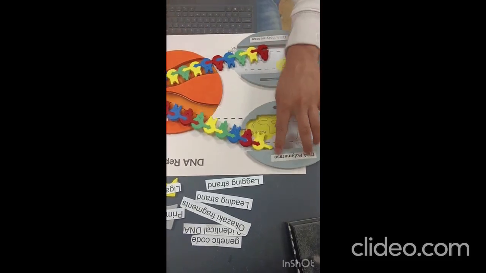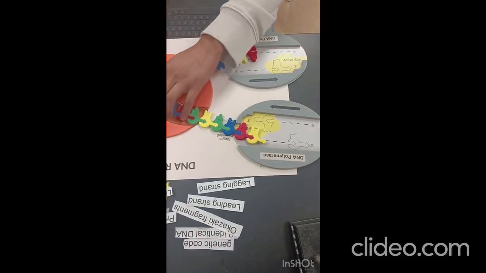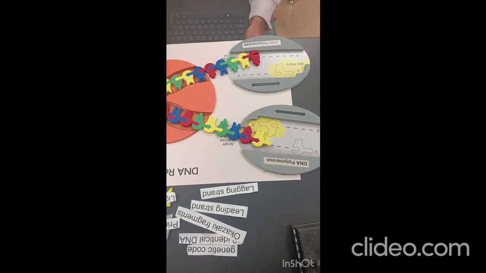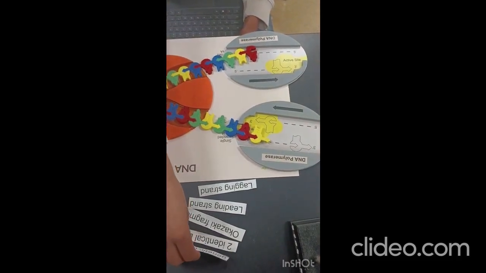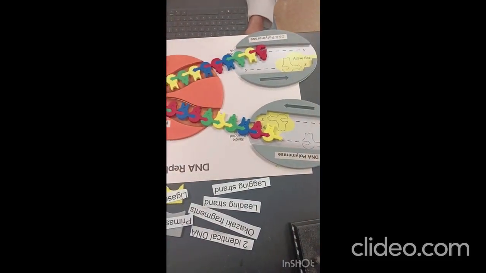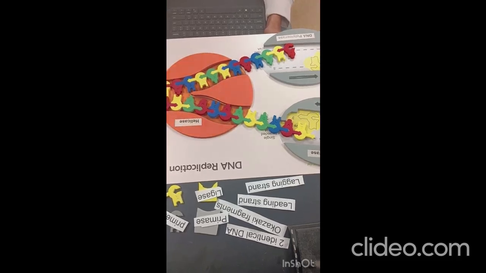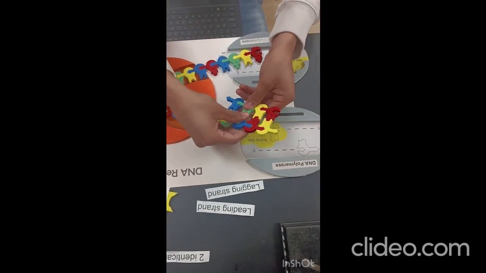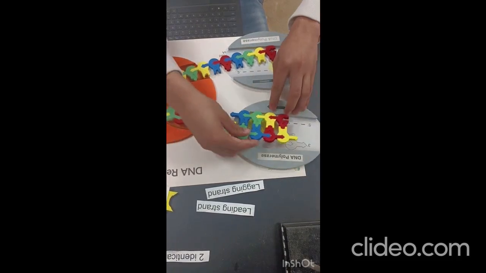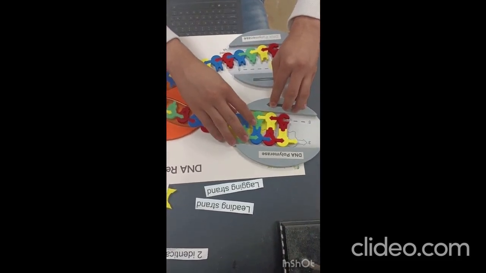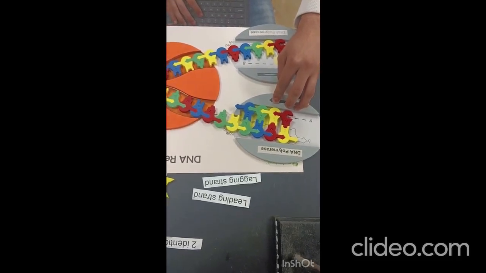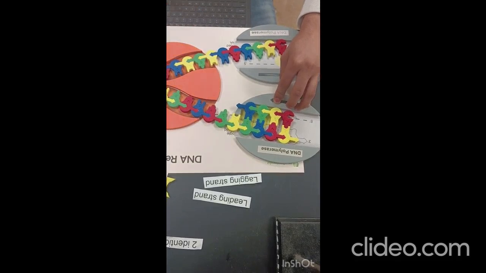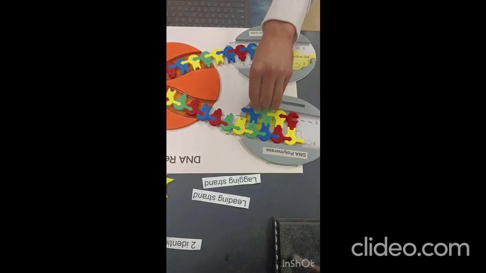During replication, the genetic code, or the DNA, is going to be unzipped by the helicase enzyme. Then, it's going to break the hydrogen bonds between the complementary base pairs, and then you have a DNA polymerase, which is the enzyme that is going to connect together those complementary base pairs.